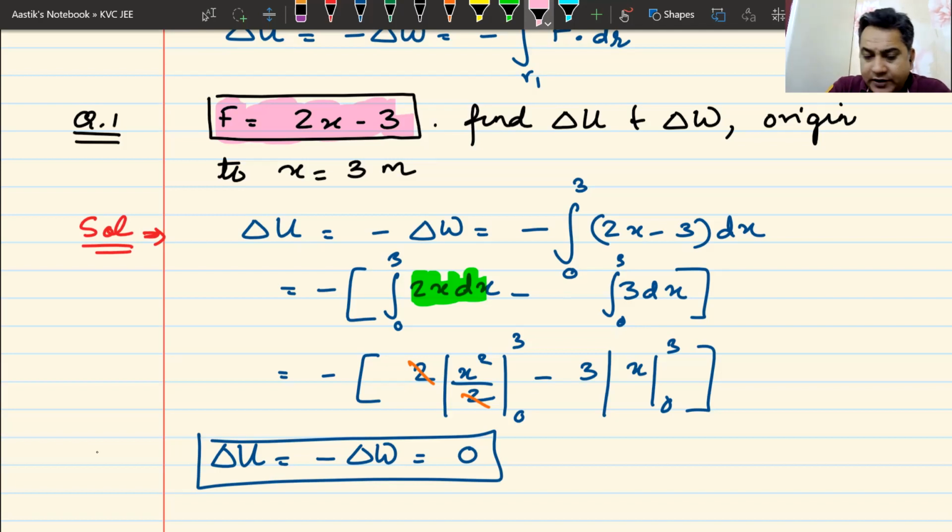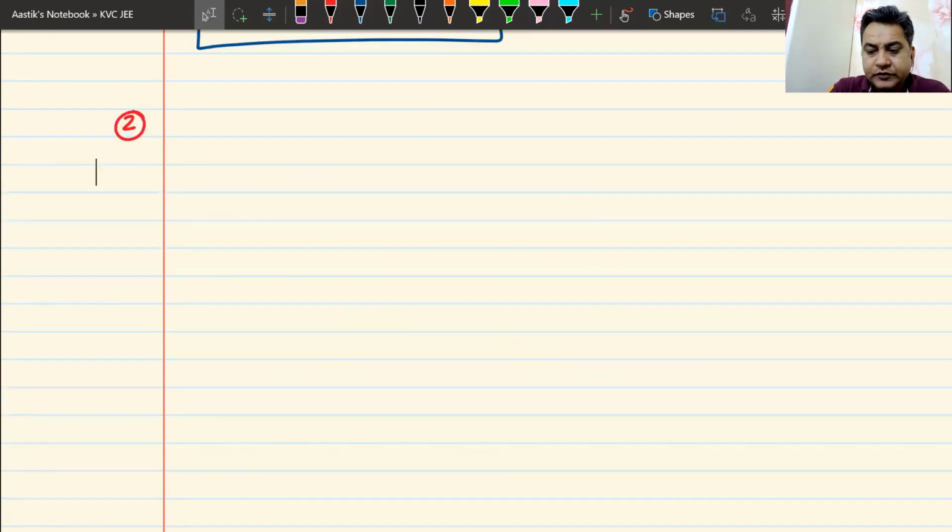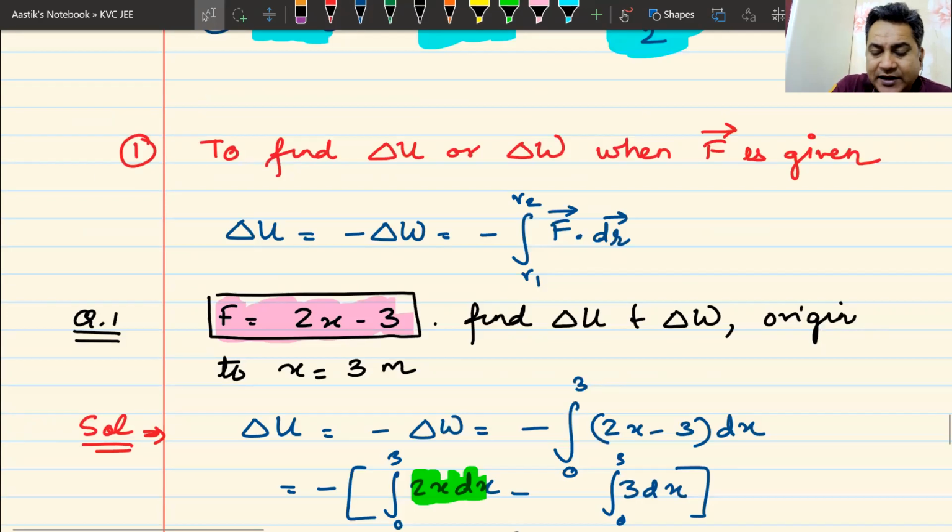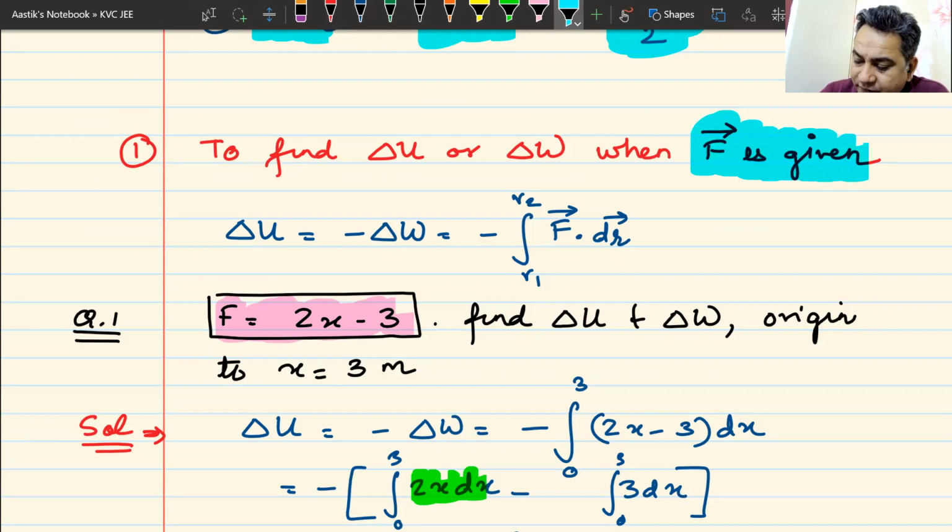I hope you have noted it down. Simple question, simple integral. Let's move forward to the second type of question that can come. In the first type, let me just go back to the first type. In the first type of questions, force F was given. F is known, as you can see here.